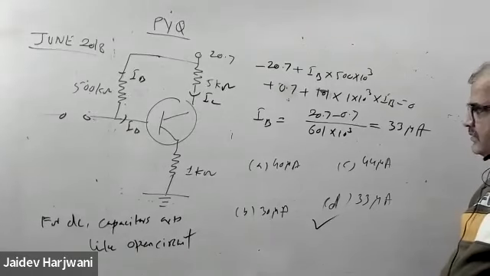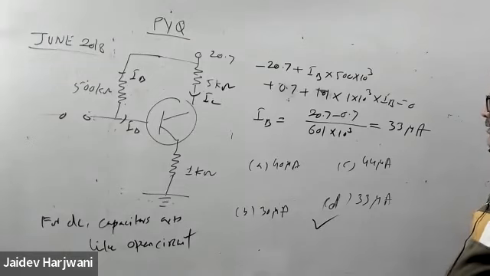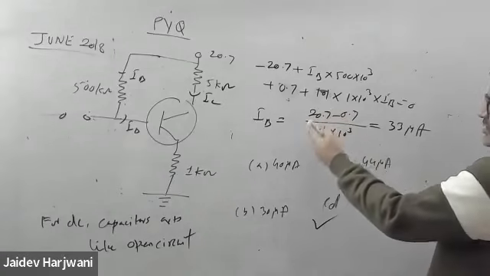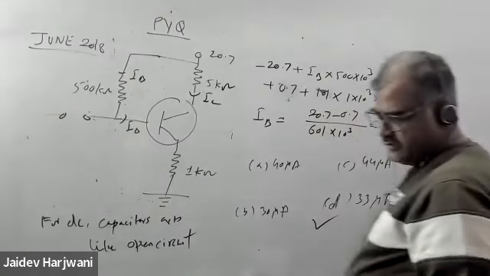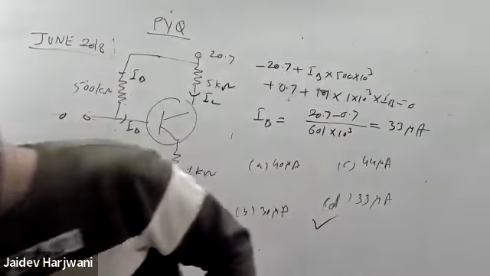Anyone else, is it coming for anyone? Yes, sir. So it is 20 upon 600, which comes to 33. Okay, 33 microampere.